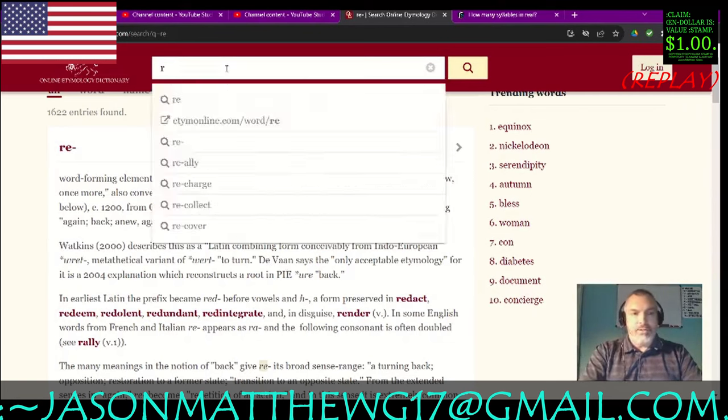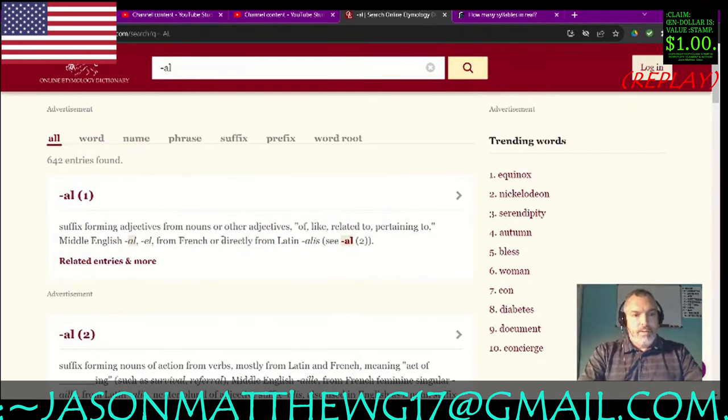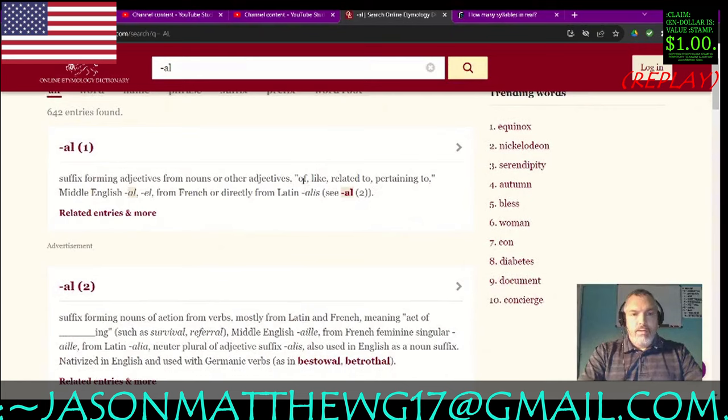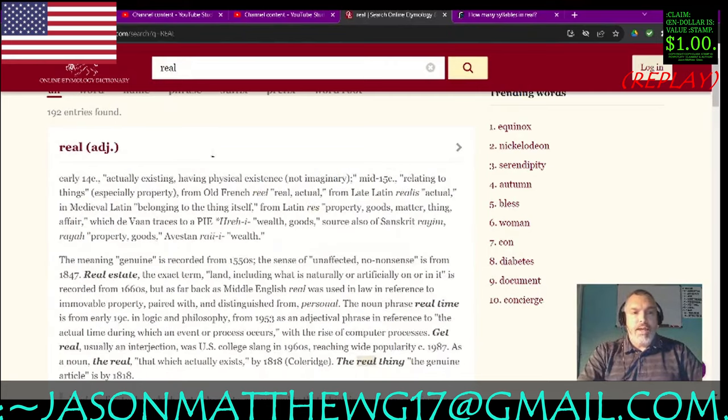So RE means no. And then if you look up the second particle, the AL, of like, related to, pertaining to, when you see something like that, we can sum that up as meaning contract. If something is of, like, related to, or pertaining to something, that means contract. So literally, R-E-A-L means no contract. R-E means no, A-L means contract.